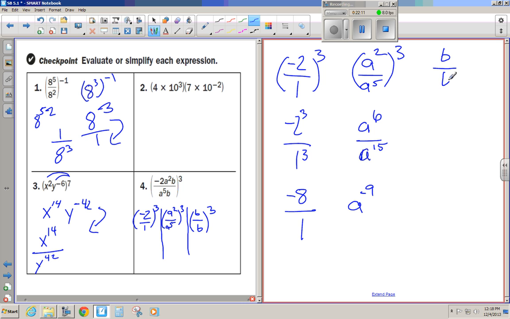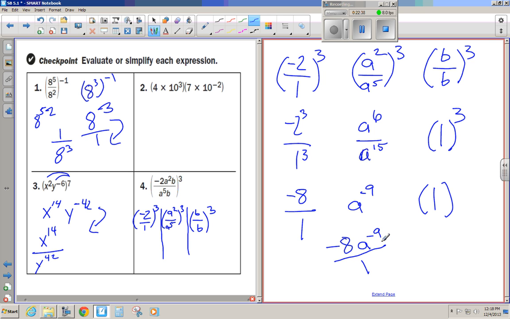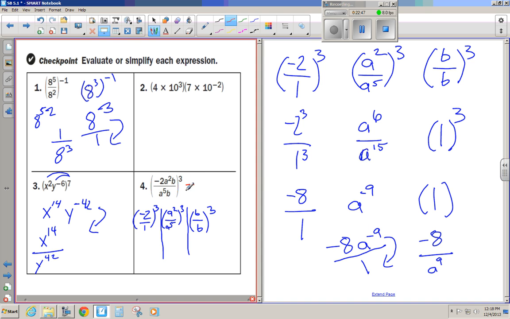The third piece is b over b, cubed. Well, the shortest way here would be to do b over b, which is 1. 1 cubed is 1. So I've got a bunch of work here. I've got a negative 8, I've got an a to the negative 9, and a bunch of 1s. So a negative exponent, only the thing with a negative exponent moves underneath. So my final answer for all of this, for all this mess right here, is negative 8 over a to the 9th.